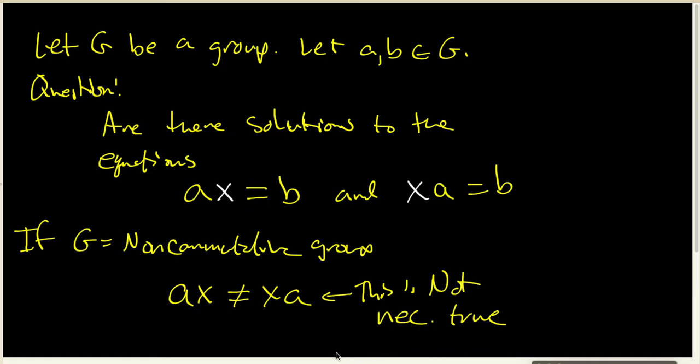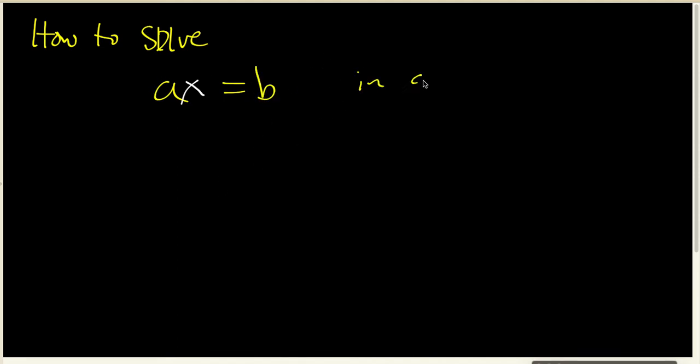So I want to think about how I would go about solving these equations. I'm going to work on the first equation, and I'm going to leave this particular one for you as a quick jot. So let's think about solving AX is equal to B. Again, remember that our x is a variable. We're trying to solve for x, and we are in a group.